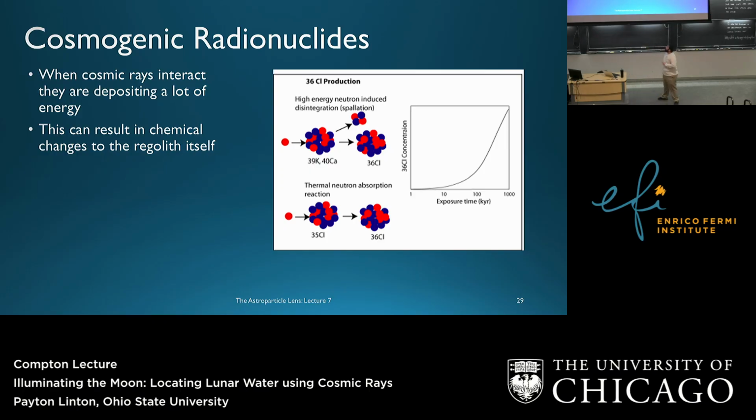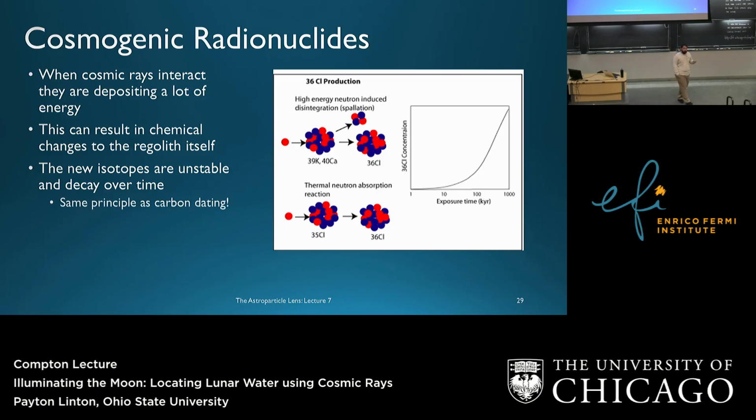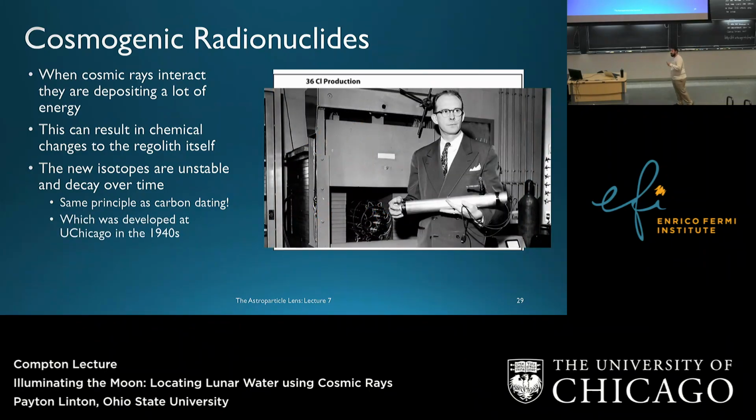And this results in atomic changes of the regolith itself, right? And these new isotopes, which are not natural to the moon, give us information about its exposure time. These are unstable particles, and so they decay over time. And by looking at decay products, we can age the rocks themselves. Now, this sounds like a very similar principle to carbon dating, and that's because it is, right? It's the same idea, but instead of looking at carbon, we look at cosmogenic material that we know only forms from cosmic ray interactions, right? And as a fun fact, the technique of carbon dating was actually developed here at UChicago in the 1940s.